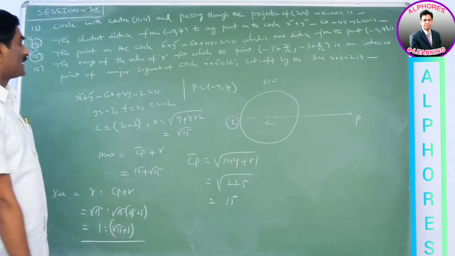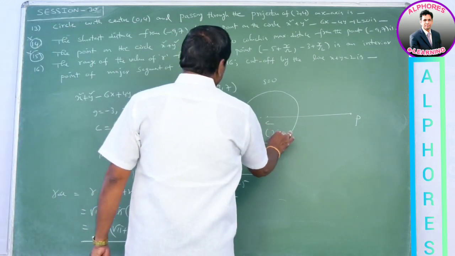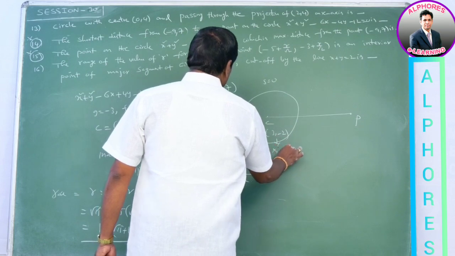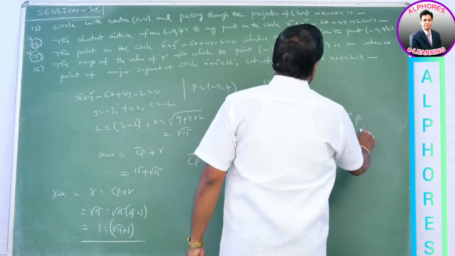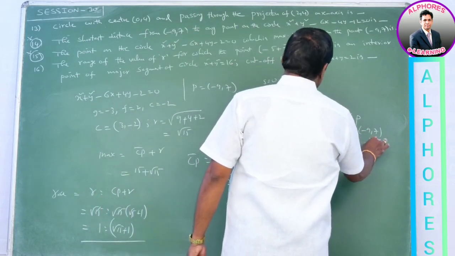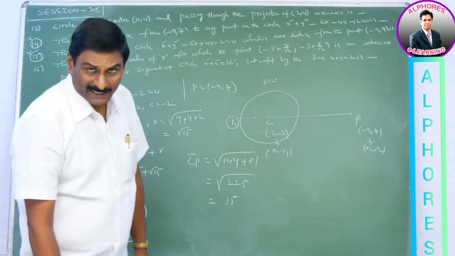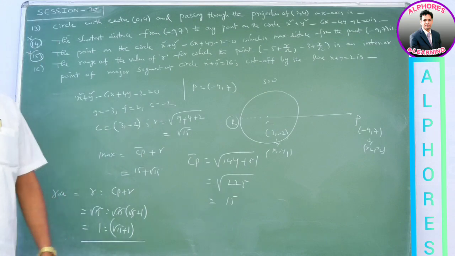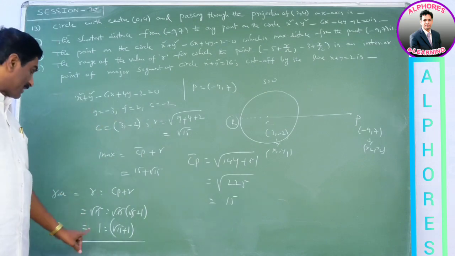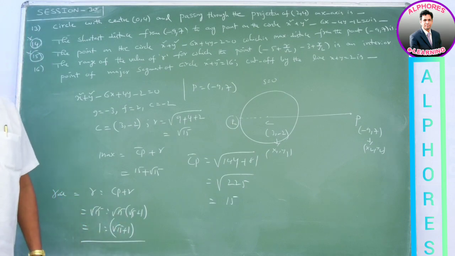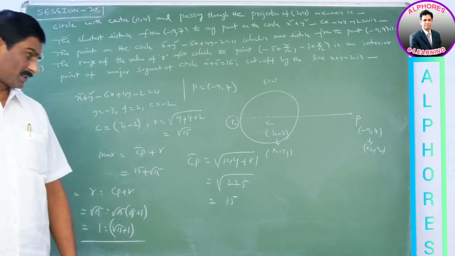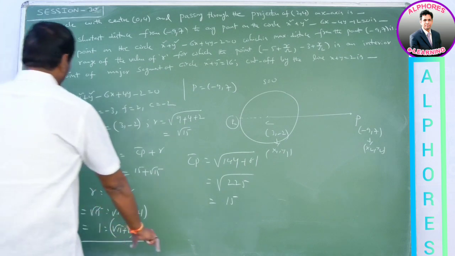Okay. So, C is equal to 3 comma minus 2. It is x1, y1. P is equal to minus 9 comma 7. It is x2, y2. Divide the line segment CP in the ratio of (mx2 minus nx1) by (m minus n), (my2 minus ny1) by (m minus n) for getting the required point. M is equal to 1, n is equal to root 15 plus 1. Okay. Next. 16th.